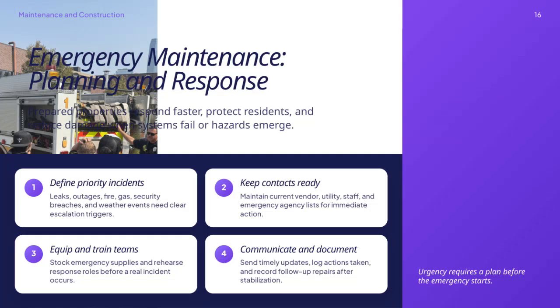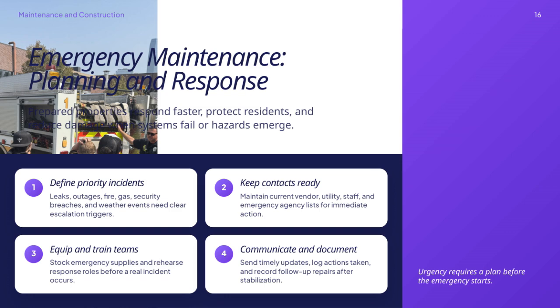When it comes to emergency maintenance, having a solid plan in place is absolutely crucial. First, we need to clearly define priority incidents, situations like leaks, outages, fires, gas leaks, security breaches, and severe weather events. Each of these requires specific escalation triggers, so everyone knows exactly when and how to respond without delay.